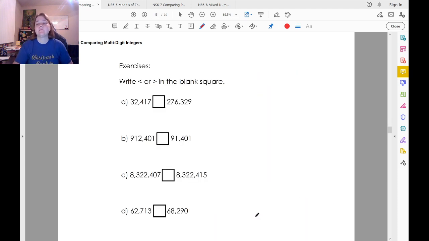Whoa! So they want you to write which one is greater in the blank square. This is a 5-digit number. This is a 6-digit number. That's the only hint I'm going to give you. Go ahead, try this on your own, and we'll talk about it when you come back.